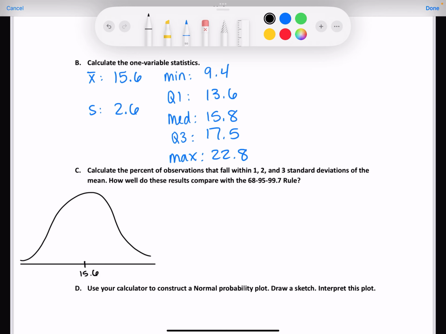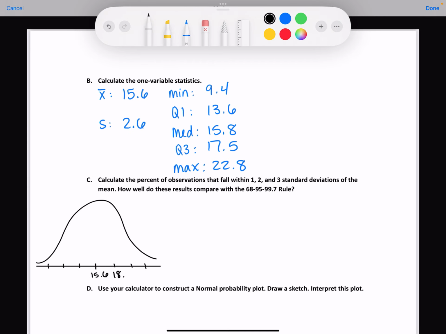15.6, and then I'm adding the 2.6, so 18.2, 20.8, and 23.4, and then subtracting it, 13, 10.4, and 7.8.